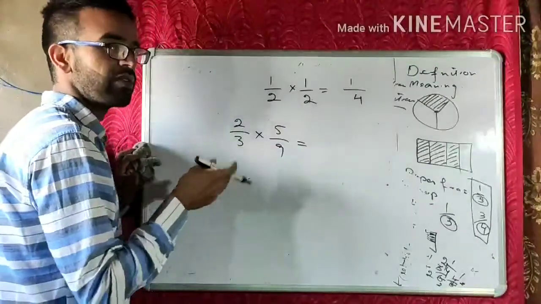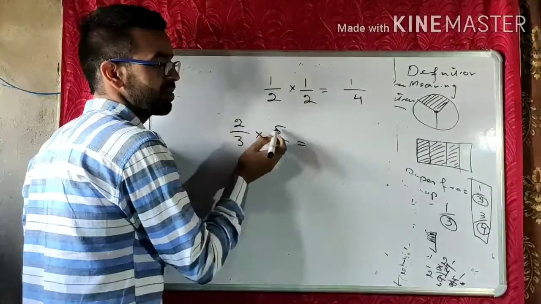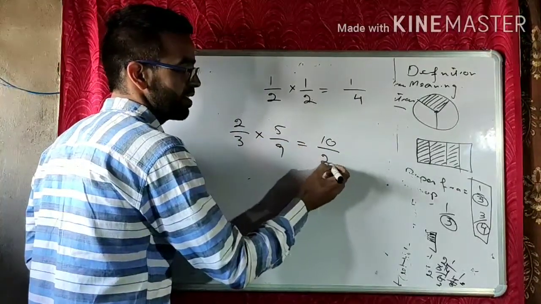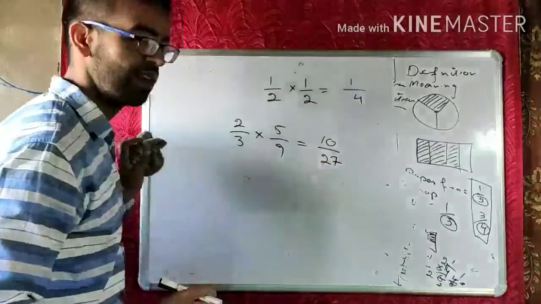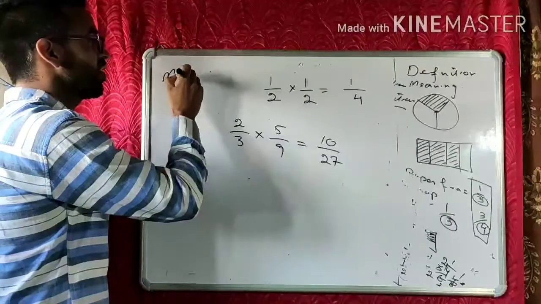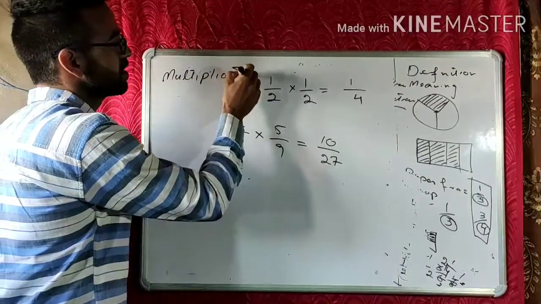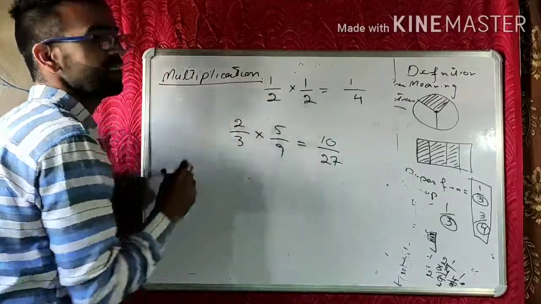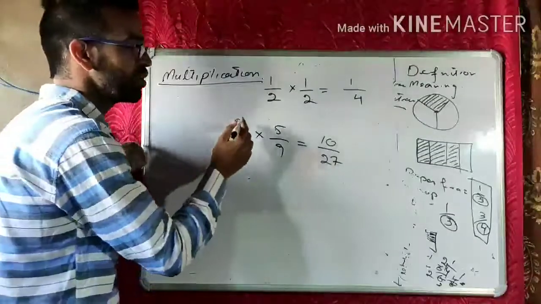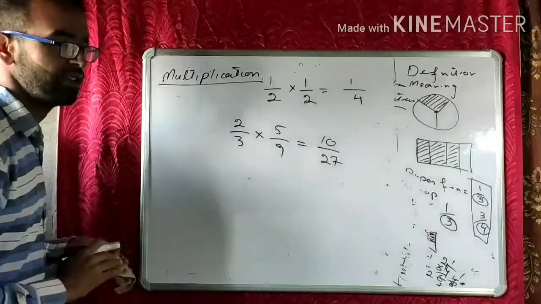What is the process here? What is the method here? We multiply numerator by numerator and denominator by denominator. 2 5s are 10 and 3 9s are 27. This is the answer for the question. And this is multiplication, and only one process and only one method is here. This is a very simple method that we multiply numerator by numerator and denominator by denominator.